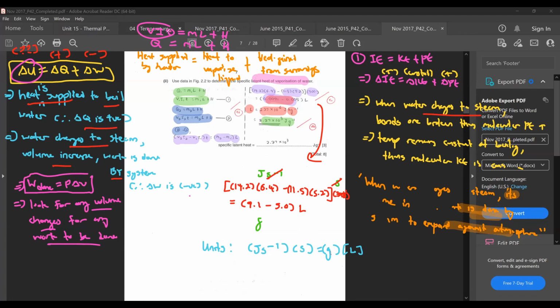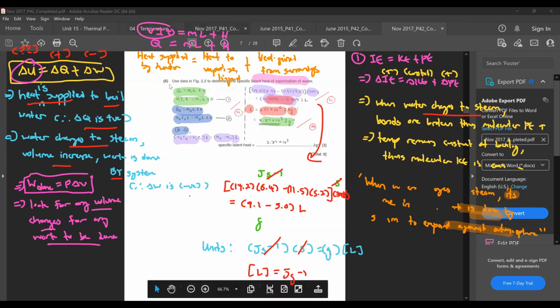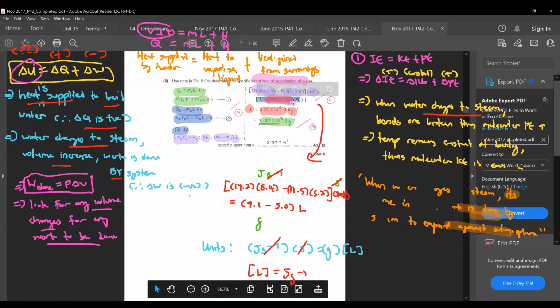Second, the second here will cancel, so the unit of L is actually joules per gram already. Okay, so actually you don't need to do what I did here. I actually did something unnecessary. You can just leave the units in grams because the answer is eventually wanted in grams. So this is your answer: 2.27 times 10 to the power 3 joules per gram. So that one is 1.